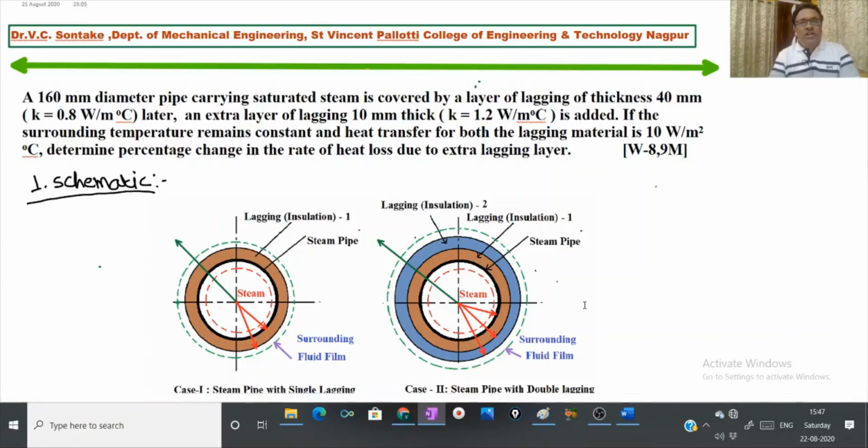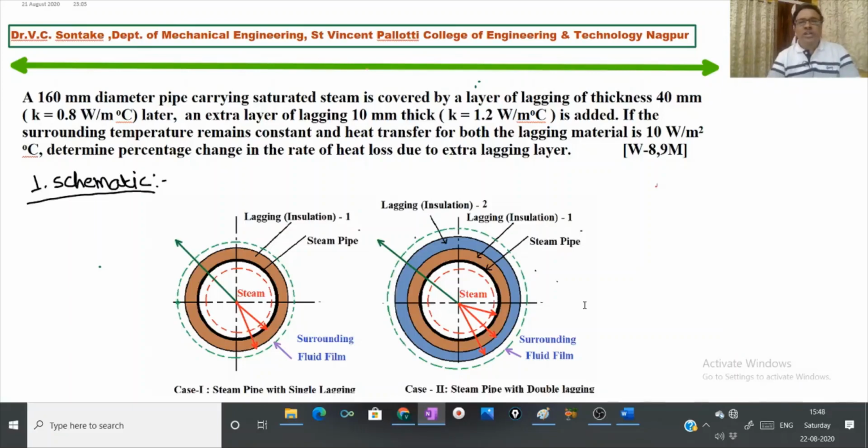Problem 12. Critical radius of insulation for steam pipe. A 160 mm diameter pipe carrying saturated steam is covered by a layer of lagging of thickness 40 mm having K 0.8 watt per meter degree Celsius. Later, an extra layer of lagging 10 mm thick having K 1.2 watt per meter degree Celsius is added.